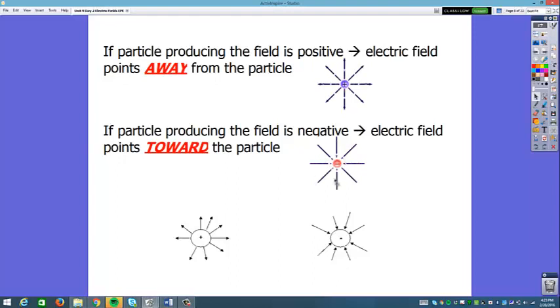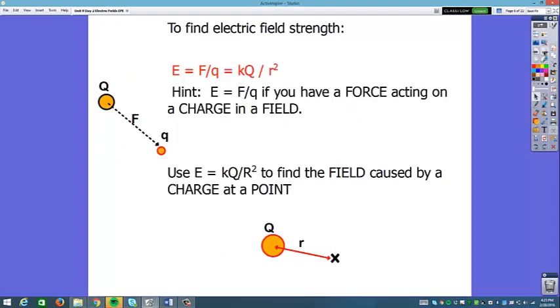You'll also notice that the field lines don't cross. Make them little circles around them. Okay, so that's how we figure out the direction.